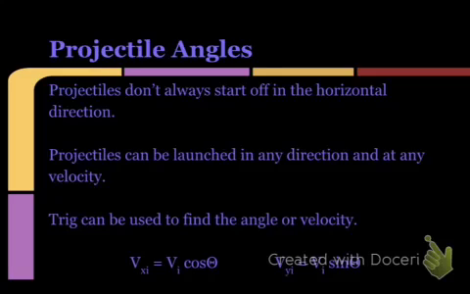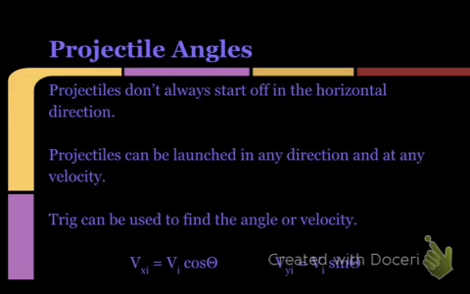Okay, so these notes are focusing on the angles when we talk about non-horizontal projectile motion. As we know, projectiles don't always start off in the horizontal direction. They can be launched in any direction and at any velocity. We use the trig functions to find them. Generally, the initial velocity of x is equal to the initial velocity of the object times cosine of theta, and then the initial velocity of y is equal to the initial velocity times the sine of theta.